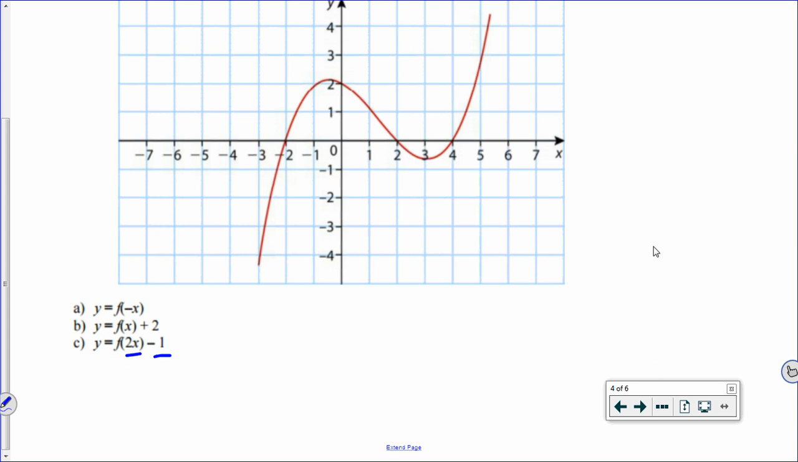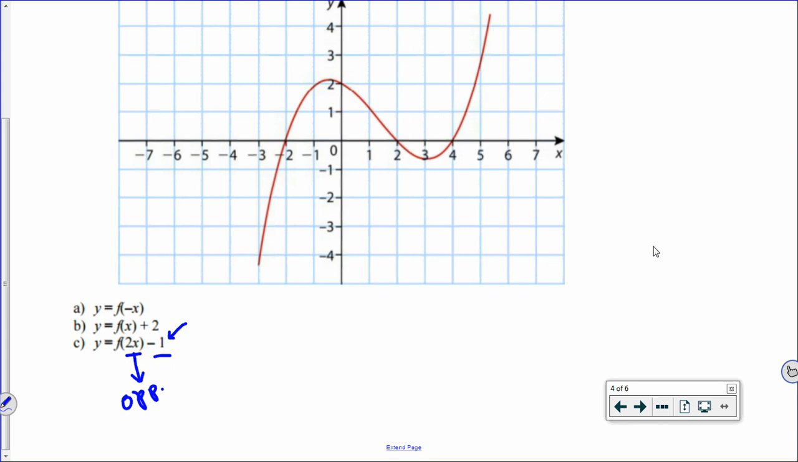This one's a little bit trickier because when there's something inside the parentheses with x, you have to do the opposite of what it says in the function. So if it says 2 times x, you will actually have to divide each x value by 2. If it said x plus 4, you would actually go minus 4, so you'd move it to the left by subtracting 4. So if it's inside the parentheses, you must do the opposite of what it says. But if it's outside of the parentheses, like this minus 1, you'll do exactly what it says. You'll go down for all your y's.